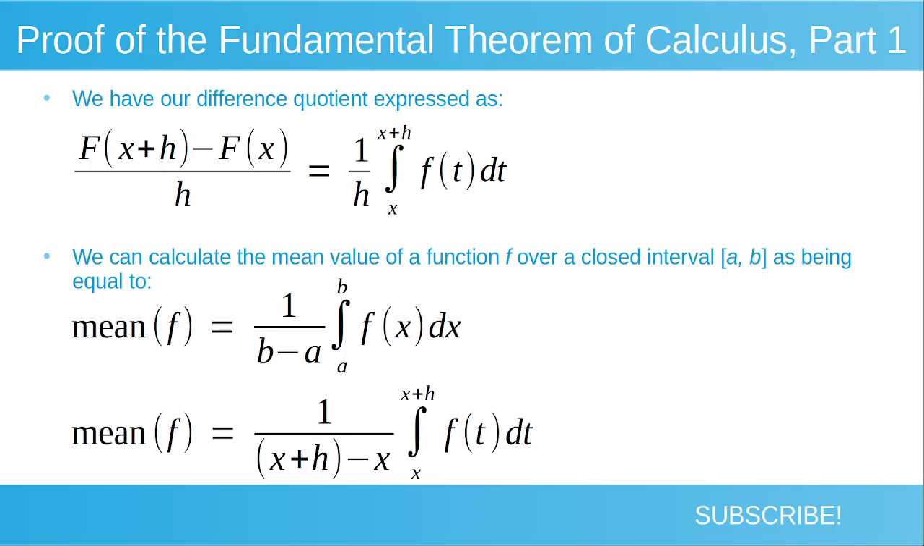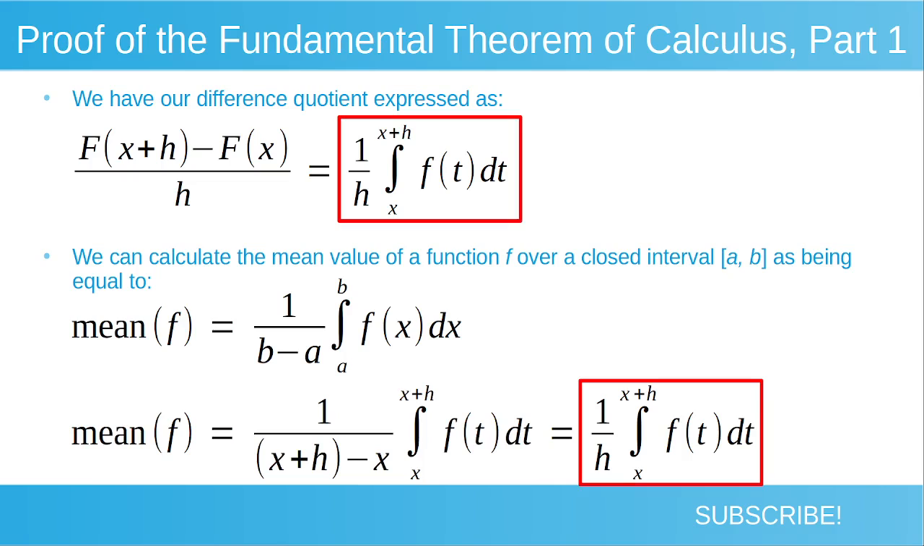The mean of our function f of t over the interval from x to x plus h will be equal to 1 over x plus h minus x times the integral from x to x plus h of f of t dt. And when we simplify that fraction, we get that the mean of our function f of t from x to x plus h is equal to 1 over h times the integral from x to x plus h of f of t dt.